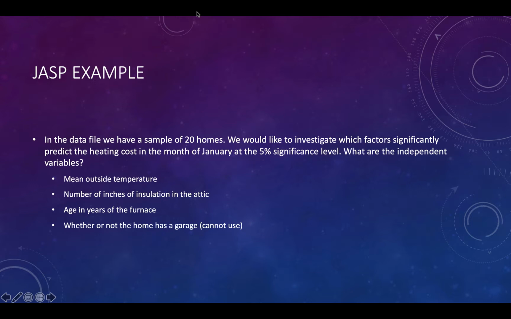Now, unfortunately in JASP, we cannot use qualitative variables in our linear regressions. Even though garage is coded 0, 1, it's not a continuous variable. It is definitely qualitative because a 1 stands for the word garage. So unfortunately, we cannot use this in JASP.